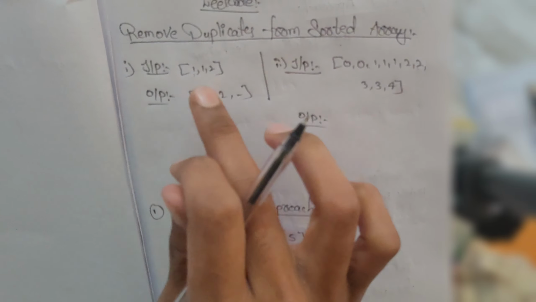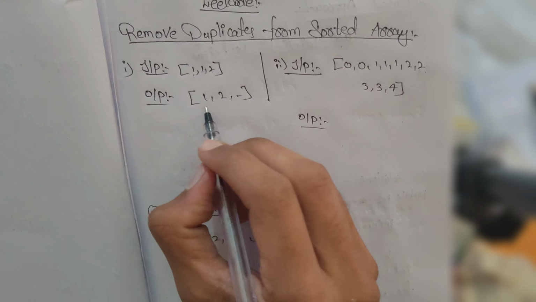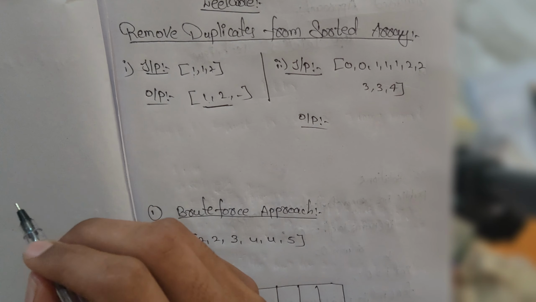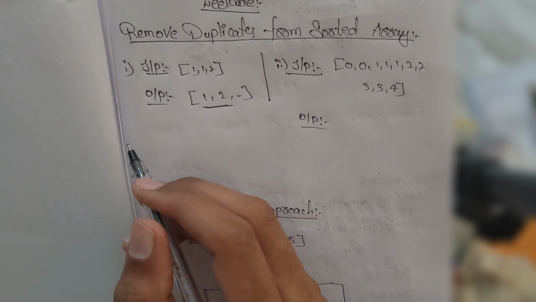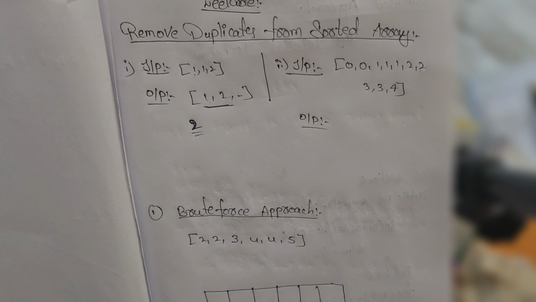We have to remove the duplicate elements, and we should not focus on the remaining empty spaces of the array. We have to return the number of unique elements after removing the duplicates. In this case, how many unique elements are there? 2, right? So we have to return 2. This is the output in our case.